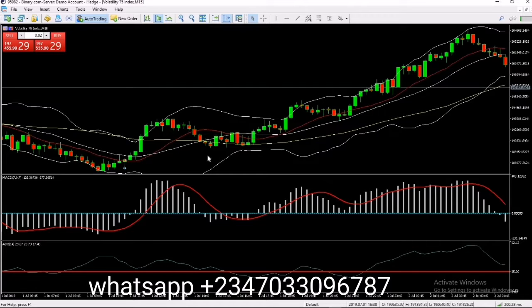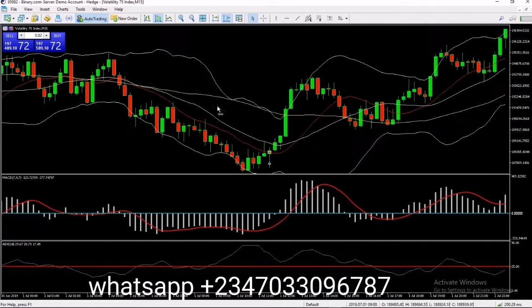And when the yellow and the red moving average is above, okay, it shows a downward movement of the market. Do you understand? So all you have to put in your mind is the red and the yellow, when they are above the candle, it's a downtrend, and when they are below the candle, it's an uptrend.